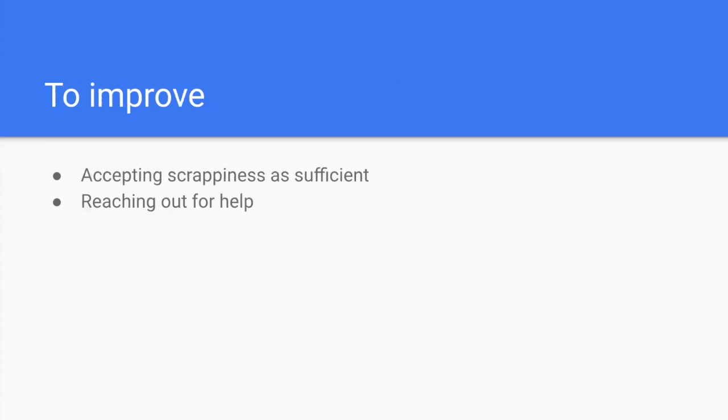We still have many things to work on, including: number 1, accepting scrappiness as sufficient. We need to learn to be okay with design arguments and prototypes that are scrappy in order to iterate quickly and move forward with the project at a reasonable pace. Number 2, reaching out for help. We need to be less shy when asking others for help, especially if they do not respond right away. We also need to come up with more creative sources for help if our initial source is not proving effective, so that we are not blocked on making progress on the project.